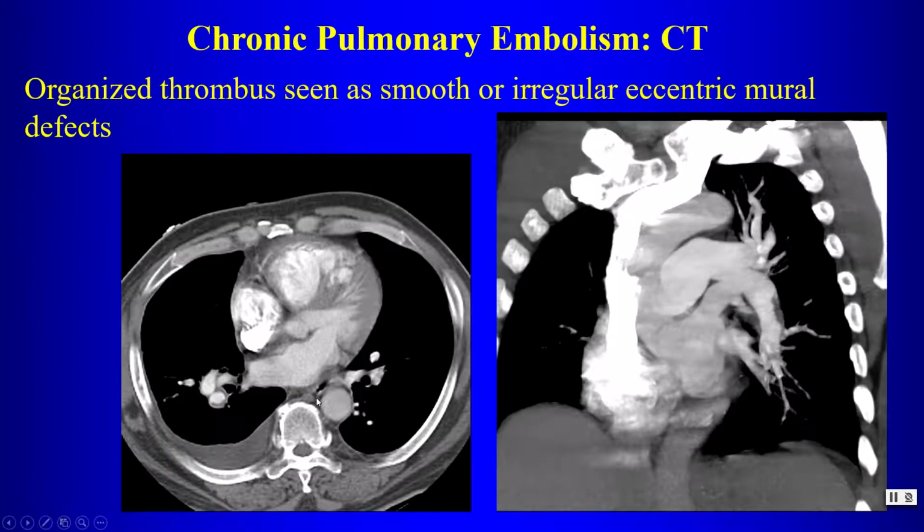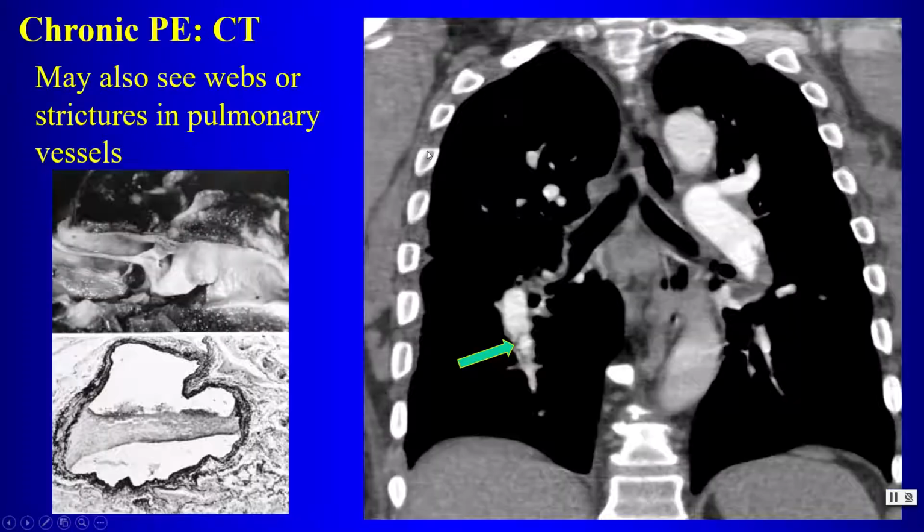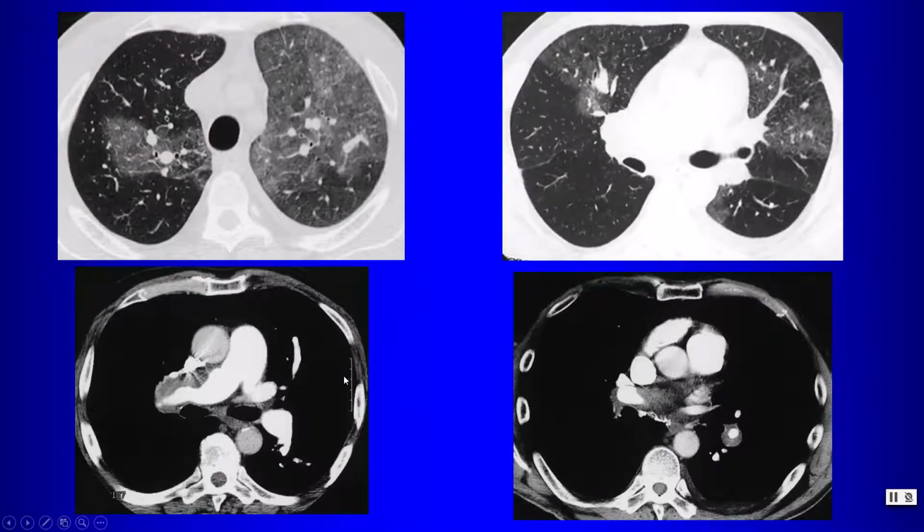So the hallmark of this is we can have eccentric thickening like this, or eccentric filling defects along the walls of the pulmonary arteries. We can see webs. So these webs represent incomplete recanalization. So we can see webs within the pulmonary arteries, as in this example.